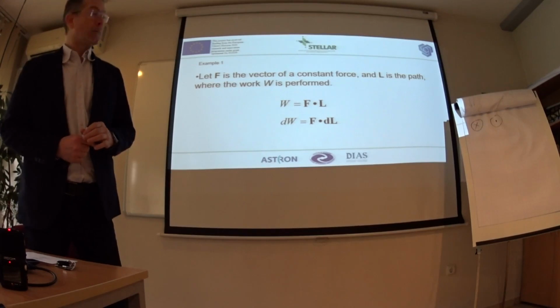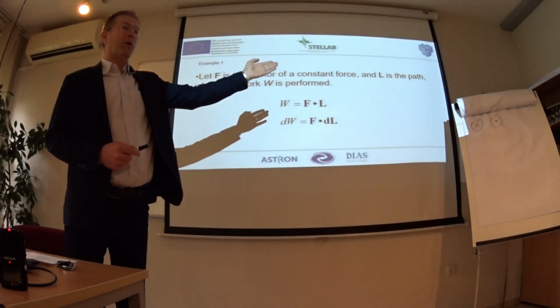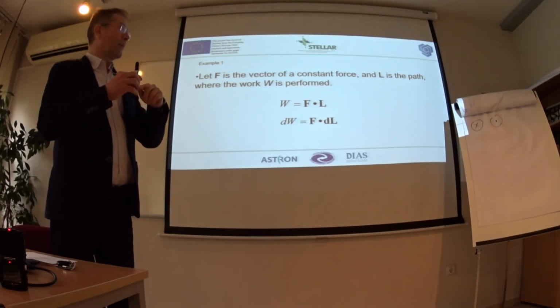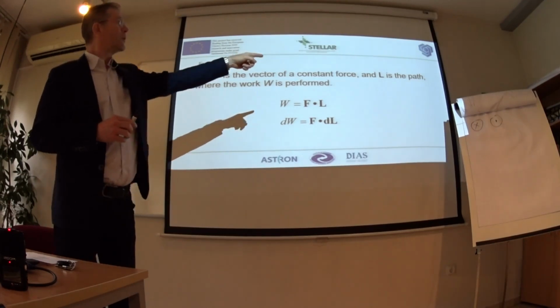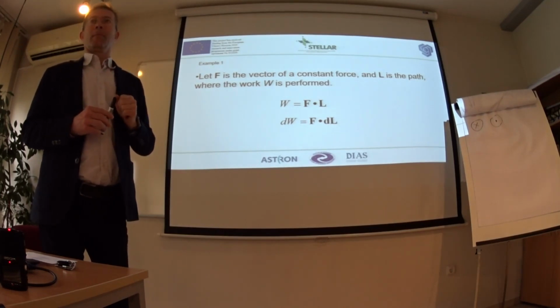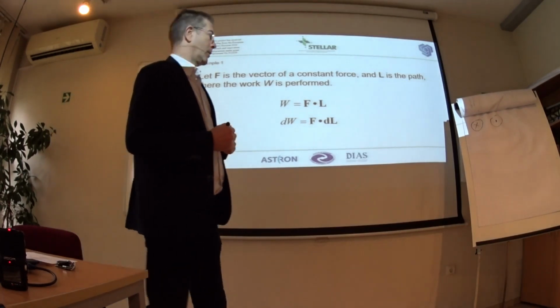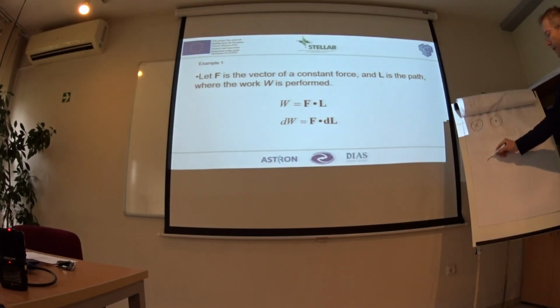But here is the example. Let F be the vector of a constant force exerted over a point which moves on a path L. This is, let's say, a straight path L. We have a point which moves, and we have a force F. So work, which is a scalar value, will be equal to F dot L.